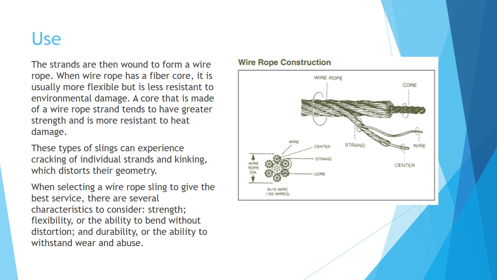When selecting a wire rope sling to give the best service, there are several characteristics to consider: strength, flexibility, or the ability to bend without distortion, and durability, or the ability to withstand wear and abuse.